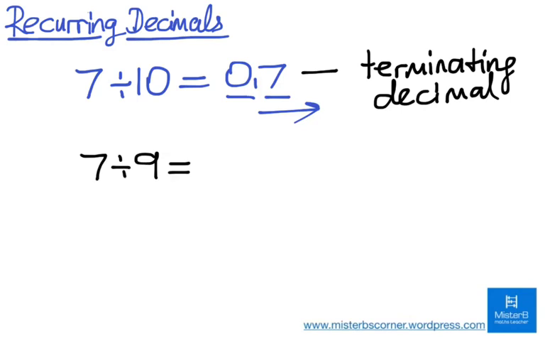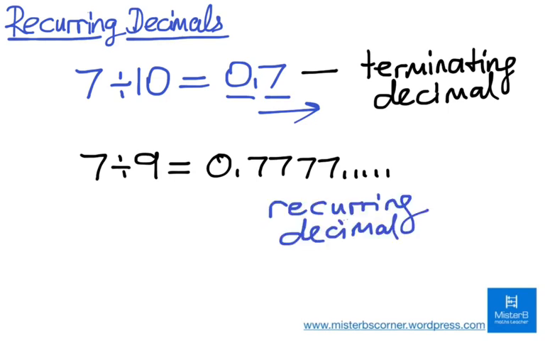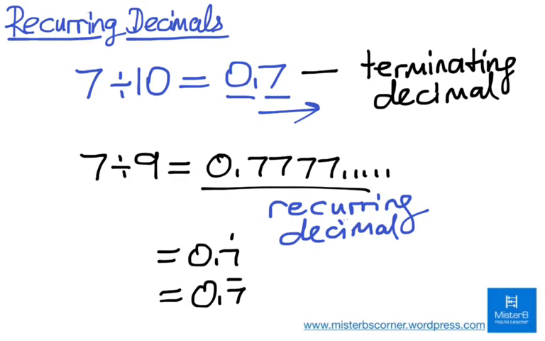Whereas if you divide 7 by 9, you're going to get 0.7777, and this goes on up to infinity, and we call this a recurring decimal. Now, in primary, we would write that recurring decimal like this, but now we use this notation, 0.7 with a point on top of 7. Or you may sometimes see 0.7 with a short line on top of it, expressing that 7 recurs.